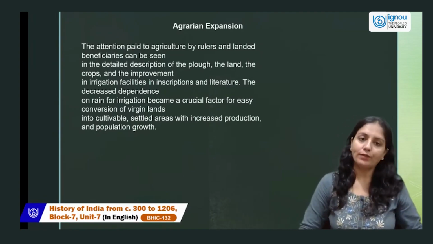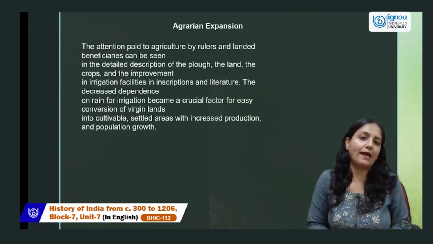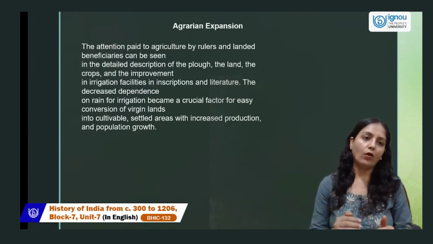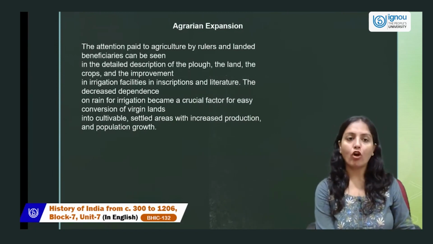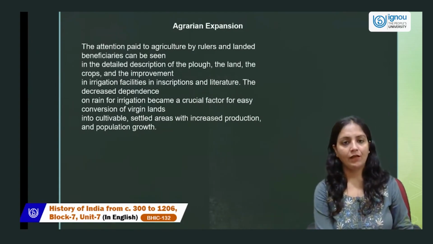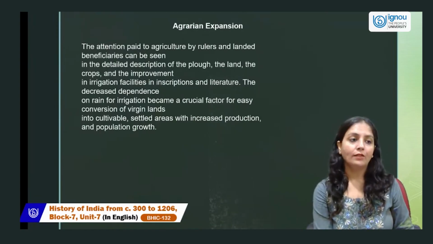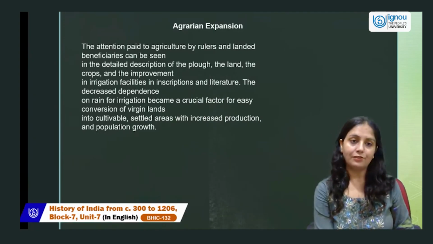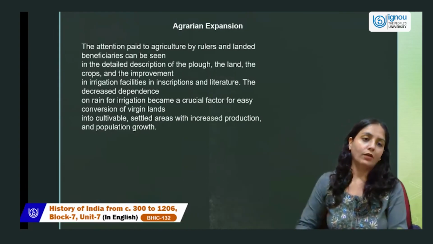This was a responsibility of the ruler at that time, how he can take benefit from the lands, how he can give lands for the ploughing, for the crop production, and for improvement of irrigation facilities, which is given in inscription and literature also. This was the main responsibility of ruler, because the total empire depended on land and agriculture tax.